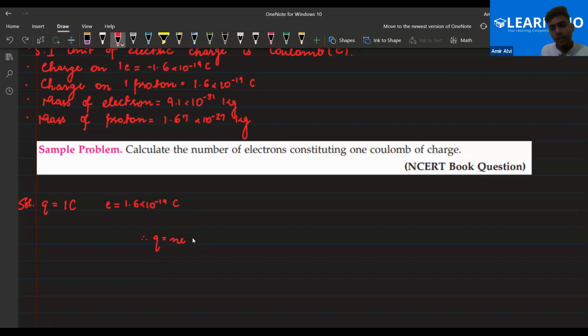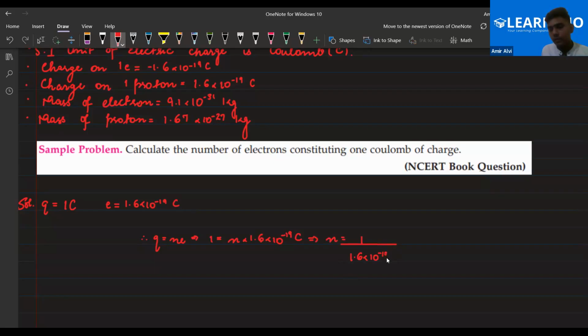Okay. So Q is 1 coulomb, which equals N into 1.6 into 10 to the power minus 19 coulomb. As you can see, we need to calculate N. So we will shift the 1.6 term to the left hand side, so that would be 1 over 1.6 into 10 to the power minus 19 coulomb. Right?